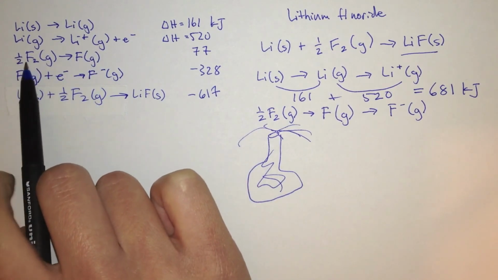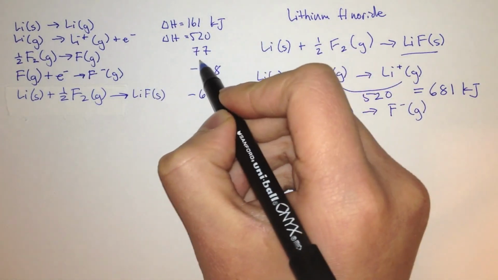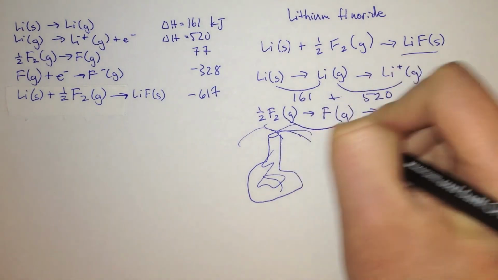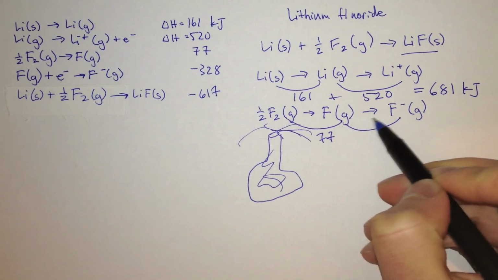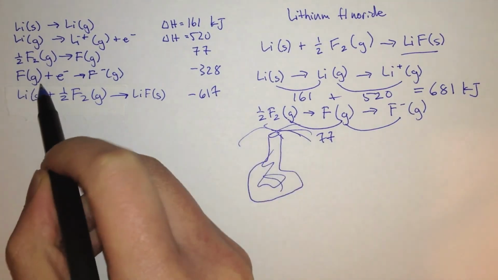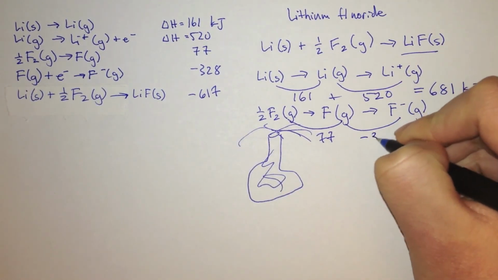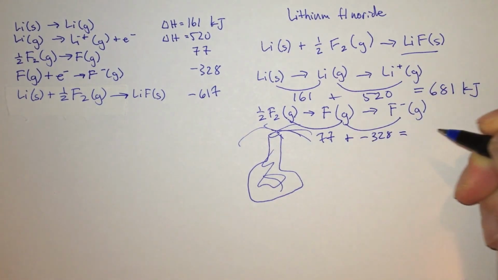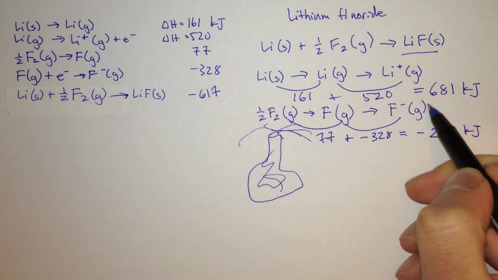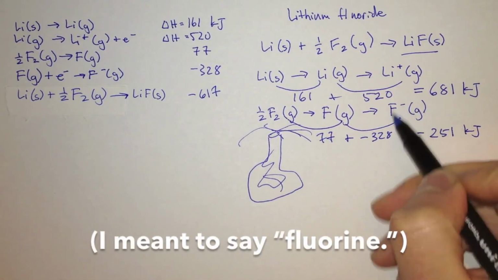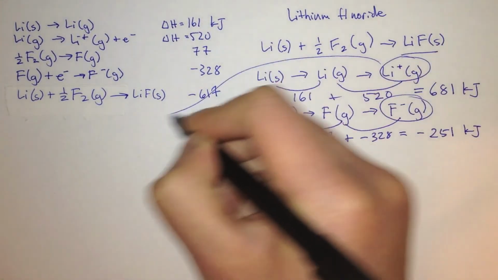This time they were nice enough to take half F of an F2 and make 1F. So we can take this 77 kilojoule number and use it directly. So here it's 77, and we take our fluorine gas and we want to make it an F minus. So that means we have to give it an electron, and that's negative 328 kilojoules. And we add these up, we get negative 251 kilojoules for the heat of formation of a gaseous fluorine ion.